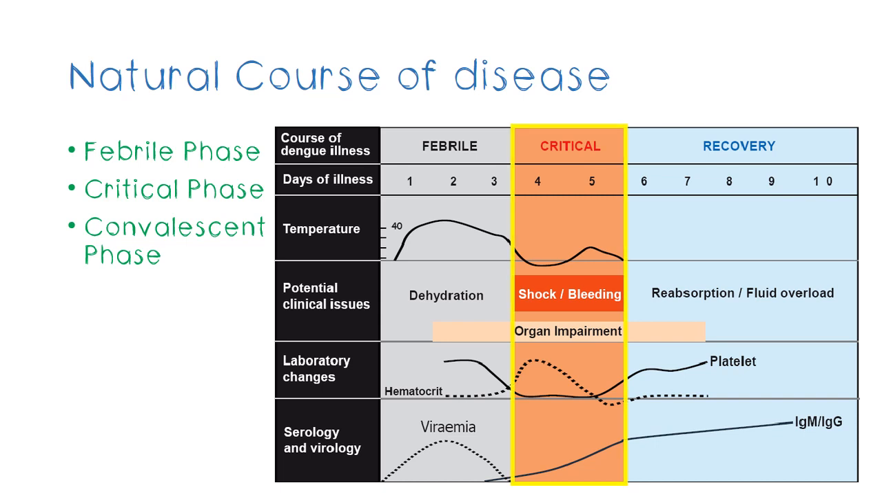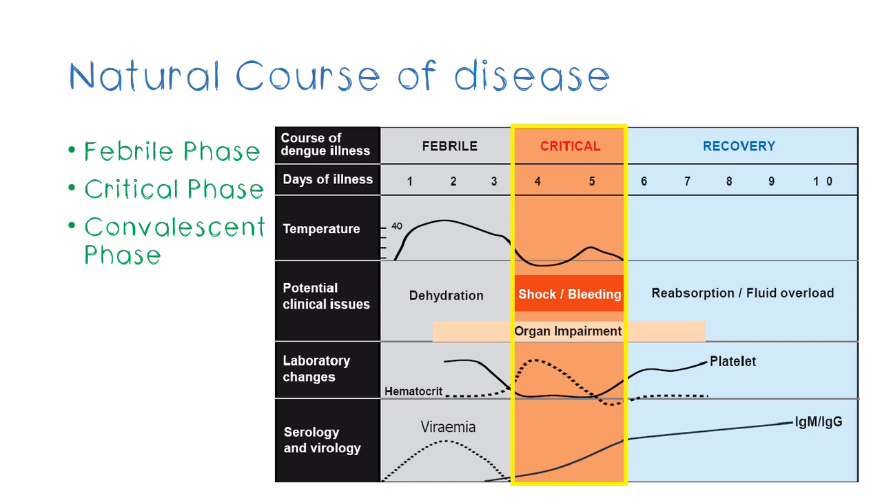The second phase is the critical phase. Here, the fever starts settling. In some patients, a second peak of temperature can occur. Here, the patient will have evidence of leaking, and the patient may have bleeding or shock, and meticulous fluid therapy is necessary, which we will be talking about in upcoming videos.